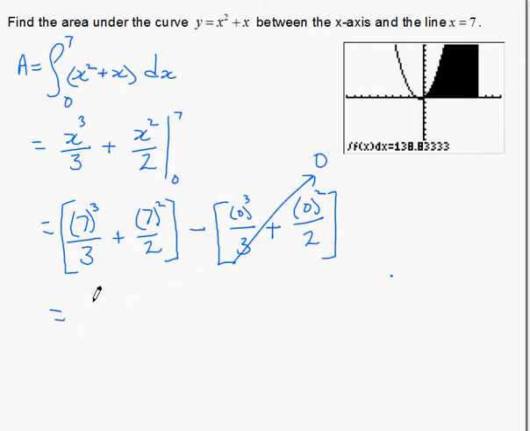So that gives us 343 over 3 plus 49 over 2, which when we work that out gives us 138.83 repeating, which is the answer we expected.